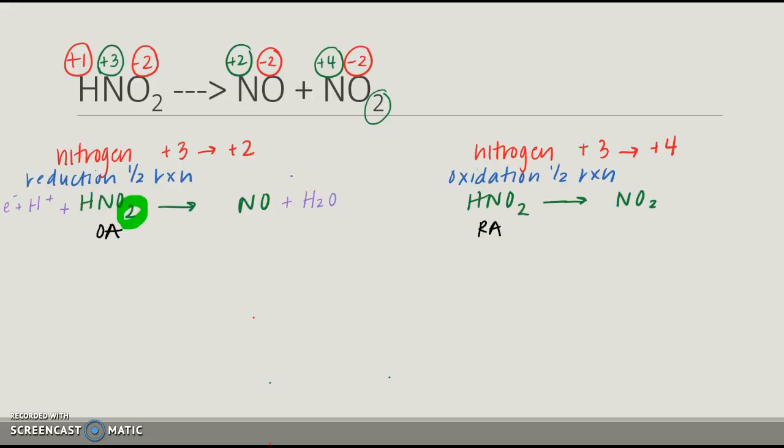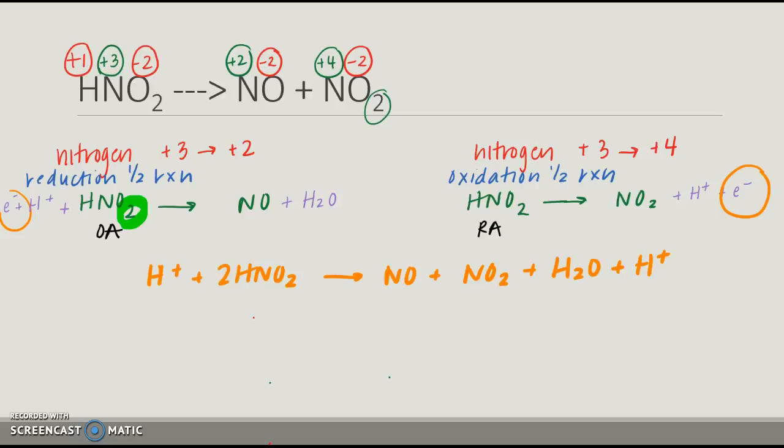Now I'm going to do the same thing on the other side. In this case, my oxygens are already balanced, so all I need to do is add an H plus to balance the hydrogens and then an electron to balance the charge. Remember, before you put these 2 equations together, you have to look at the number of electrons. In this case, both of them are 1, so all we're going to do is add these 2 equations together. The electrons cancel out because they're the same on both sides.